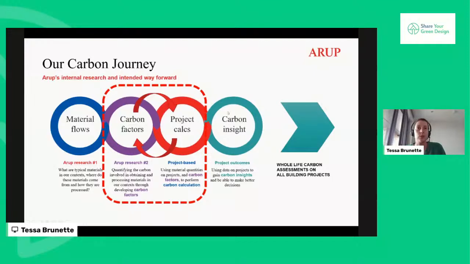Then what we do is use this to benchmark. So we then as an industry would be able to benchmark our projects across the continent and understand where we're able to make better decisions. And of course, this all feeds into whole life carbon assessments on all building projects. But both of these processes can and should be happening now.